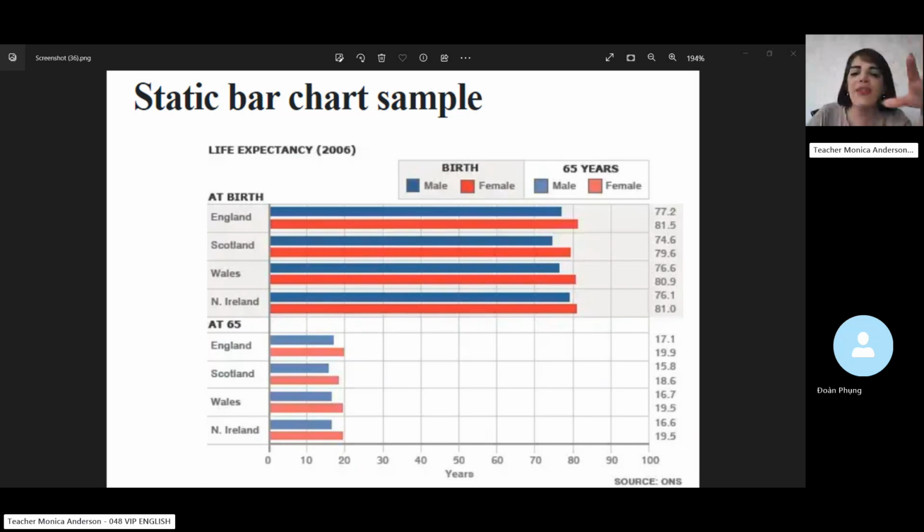We analyzed the first, about at birth. How about at age of 65? Again, we have the same order, right? Again, England, Scotland, Wales, and again about men, we have the same order. So we can say they are the same. Agree? Yes. Okay, very good.